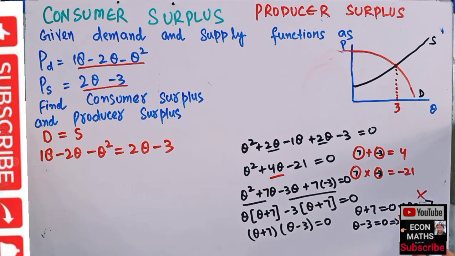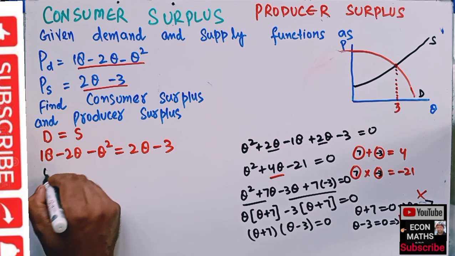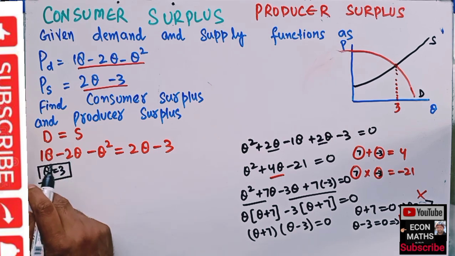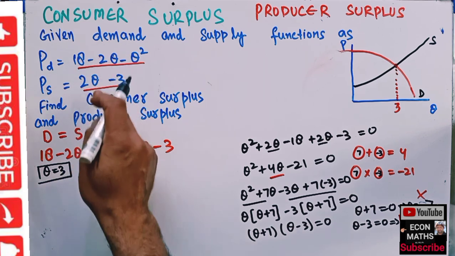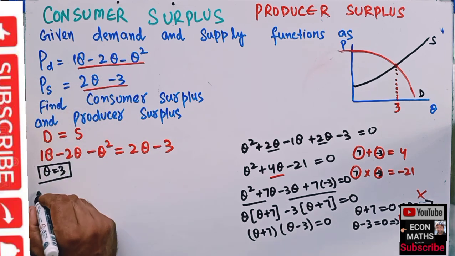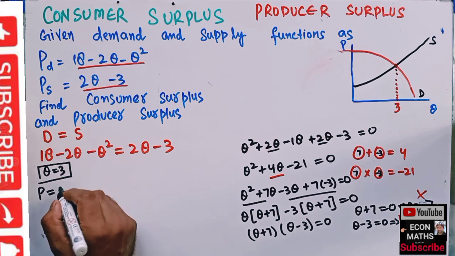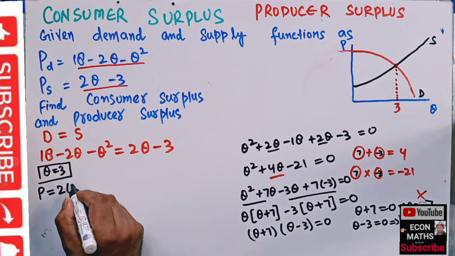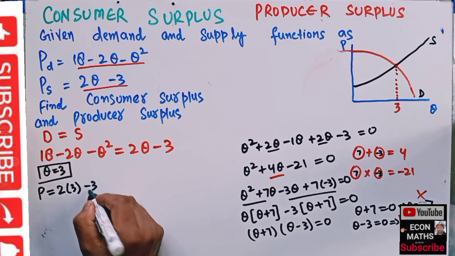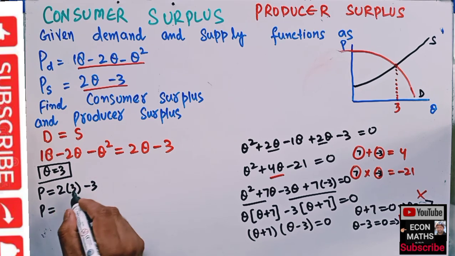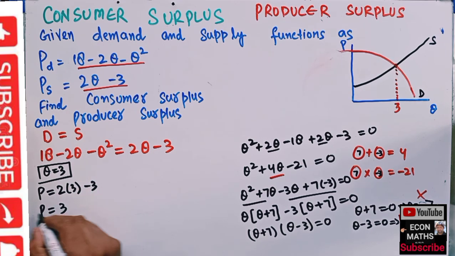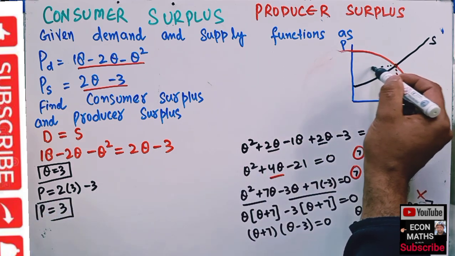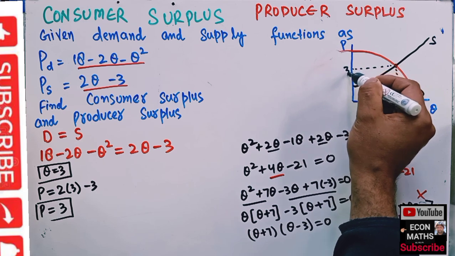So when we solve this, we got q equal to 3. To find the equilibrium price, simply plug q equal to 3 into either the demand or the supply function. Let us take the supply function. That gives us P equal to 2 times the equilibrium quantity, which is 3, minus 3. That gives us 2 threes are 6, minus 3 is 3. So the equilibrium price is also 3, and let us say this is here, 3.